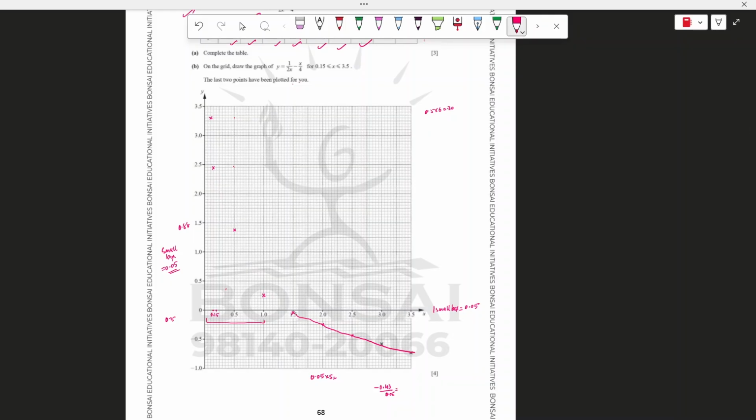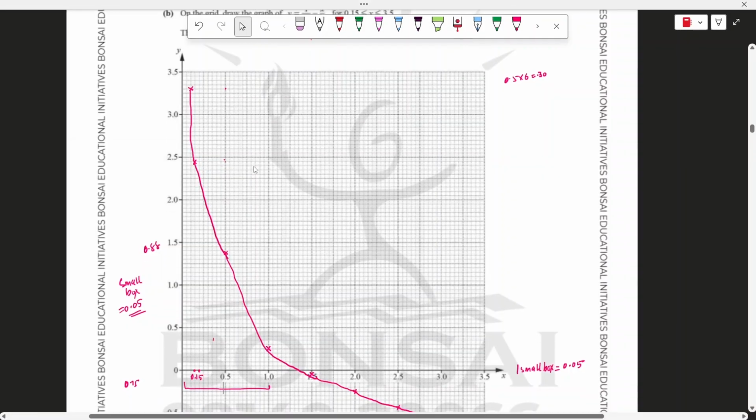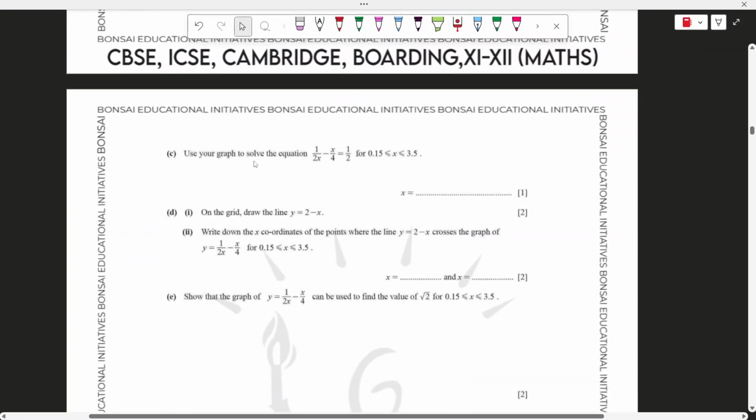So the graph should be a little smoother. Graph should be smoother, okay? Okay, approximately this thing. Okay, so it took a lot of time. Okay, fair enough. The graph is done.